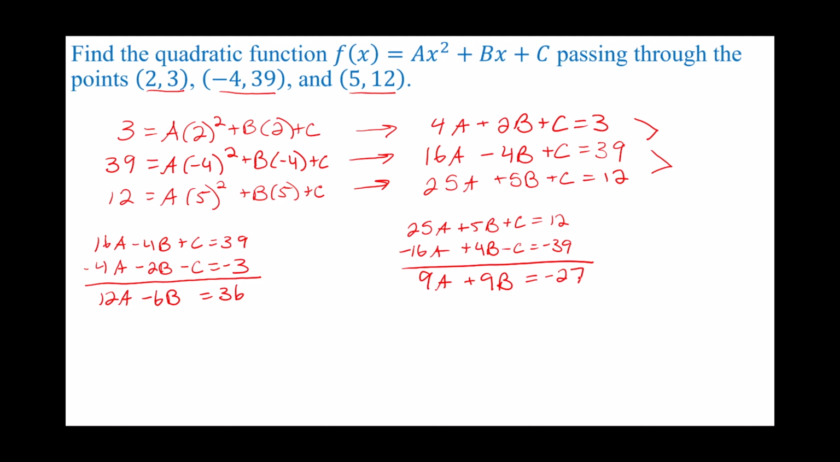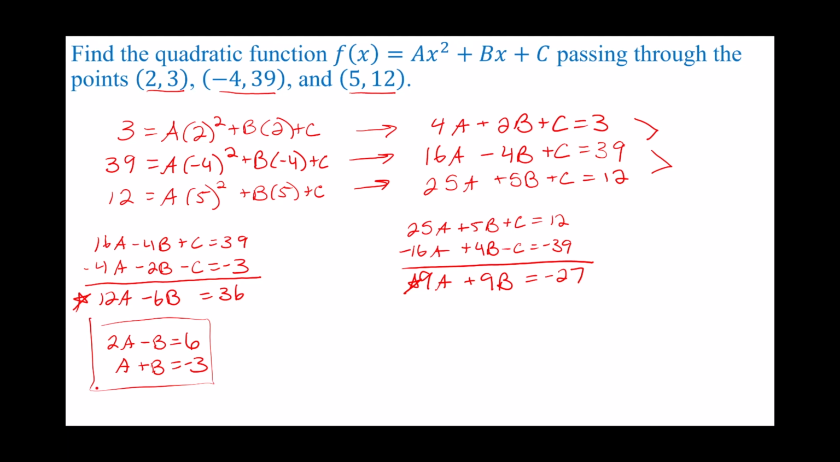Now I'm going to notice, just to make this easier, smaller numbers make everything easier. On this equation right over here, I can divide both sides by 6, just to have a simpler equation. If I divide both sides by 6, I get 2a minus b equals 6. And for this equation over here, if I divide both sides by 9, then I have simpler numbers again. So I divide both sides by 9, and I get a plus b equals negative 3. So now I need to solve this system of equations to find a and b, and then I can go back and plug those into one of the original equations to find c.